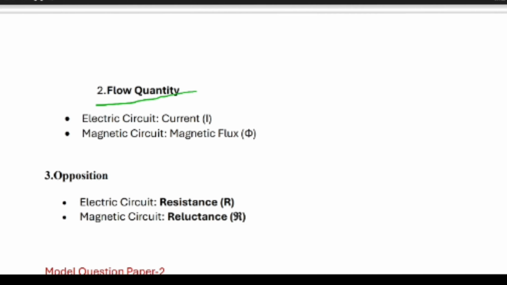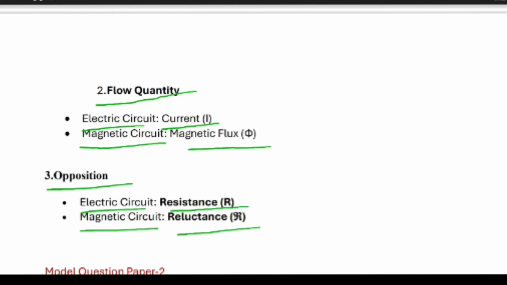The second point is the current flow quantity. In the electric circuit the current is I, and in the magnetic circuit it is the magnetic flux. For opposition, the electric circuit has resistance and the magnetic circuit has reluctance.